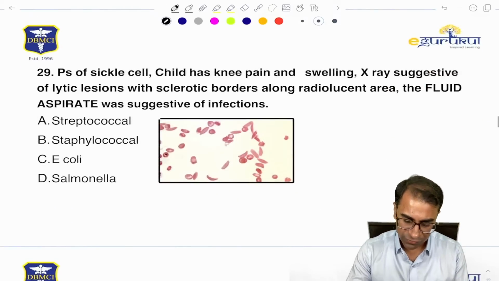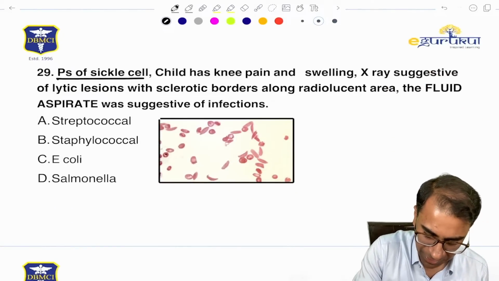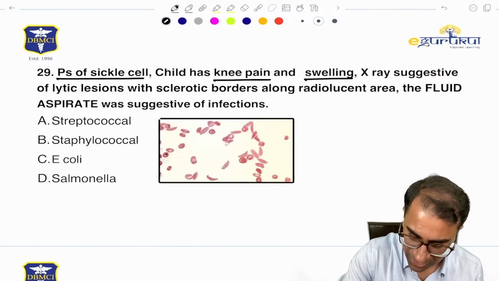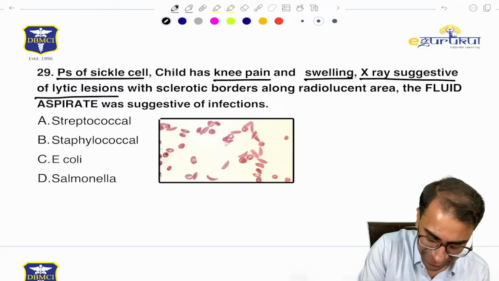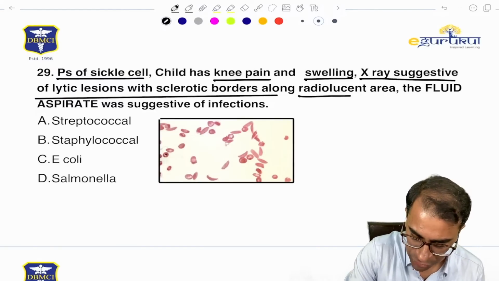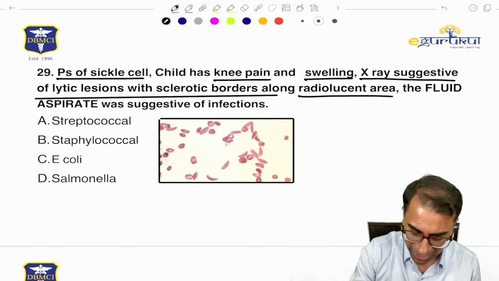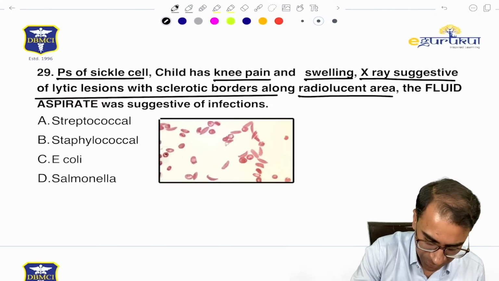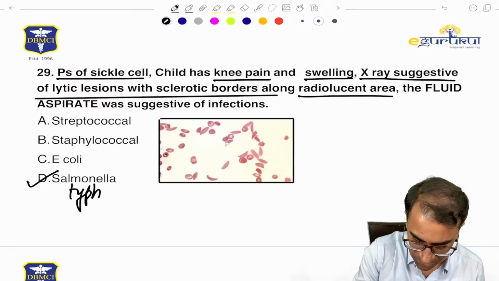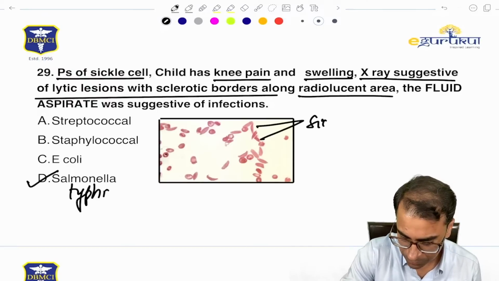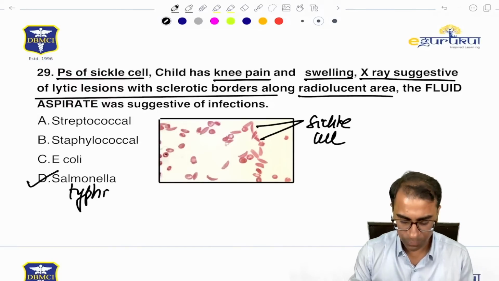Now this is a case of a sickle cell patient. Knee pain, swelling, X-ray suggestive of a lytic lesion with sclerotic borders and radiolucent areas. A typical finding as seen in the bone. The fluid aspirate shows infection. Which infection? It should be Salmonella typhi, because it's a case of sickle cell anemia, it has to be Salmonella typhi.